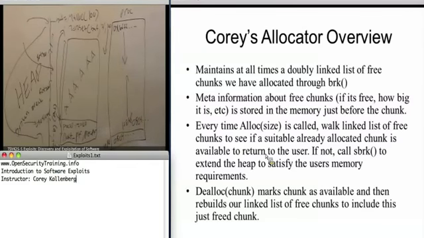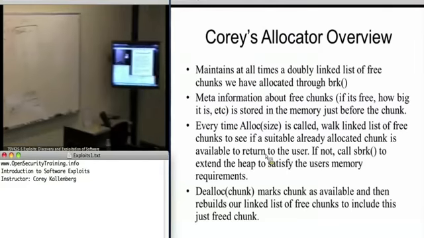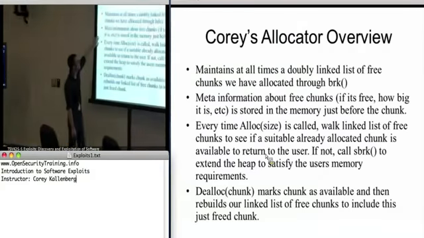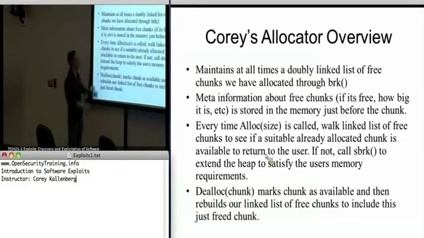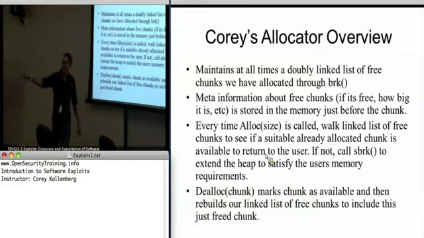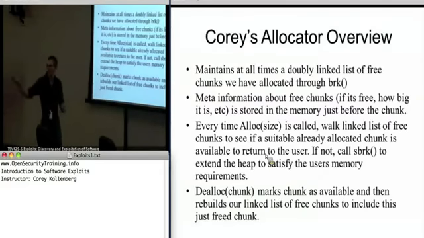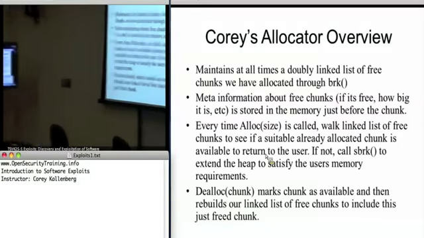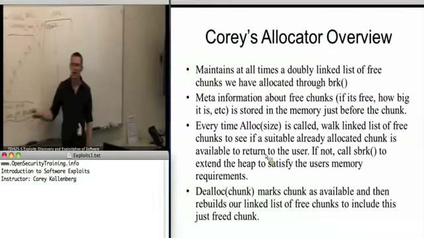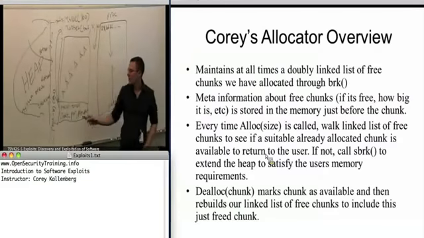Let's keep going with the implementation description. So alloc, we always have that doubly linked list of free chunks, with meta information at the beginning of the chunks, like I just showed you. Every time alloc is called, we walk that linked list, the pointers of which are stored in the beginning of those chunks, looking for a chunk that satisfies a request. So let's say the allocation request was for 100. There's a head of the list, and it would start there, and it would start traversing these pointers.